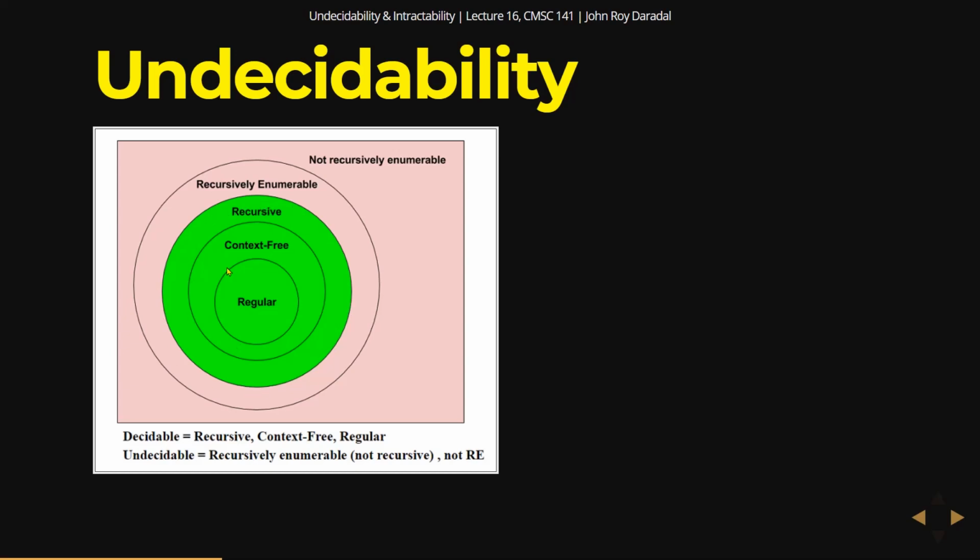So recursive, context-free, regular, those are decidable because there is a decider Turing machine that can solve it, and it's guaranteed to halt or stop. Okay? For undecidable, those are the recursively enumerable ones here that are not recursive. So the ones outside recursive that are in recursively enumerable, and the not recursively enumerable languages as well. This one outside the circles. So those are all undecidable problems.